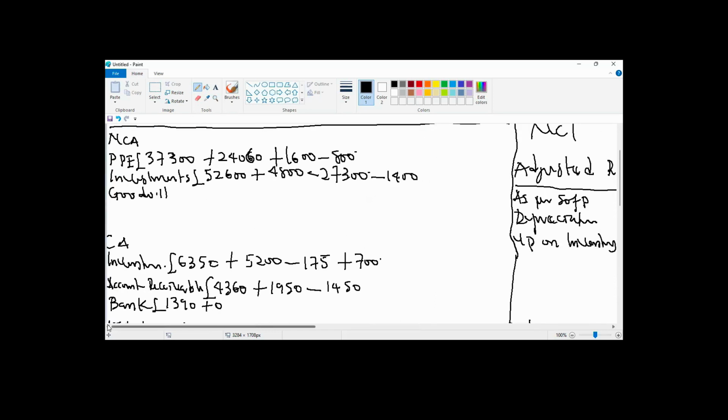And go to 62,100 PPE. Investments: 52,600 plus 48, minus 27,300, minus 14, 28,700.